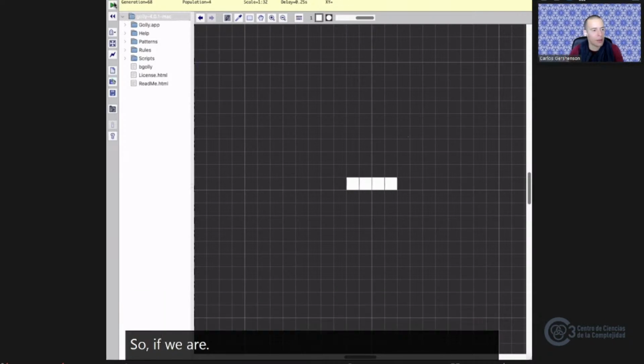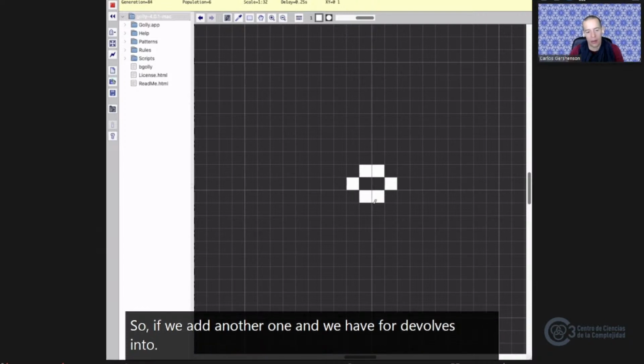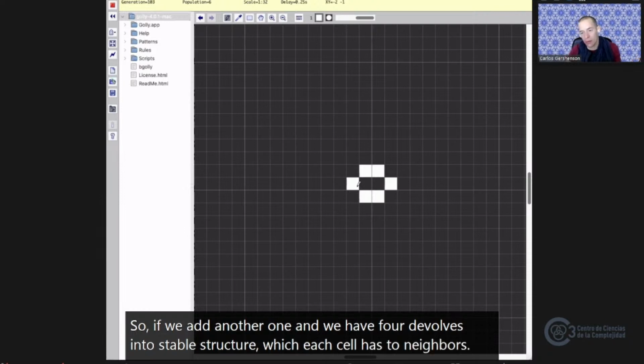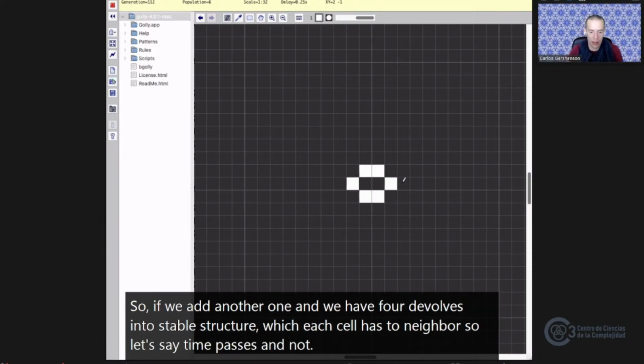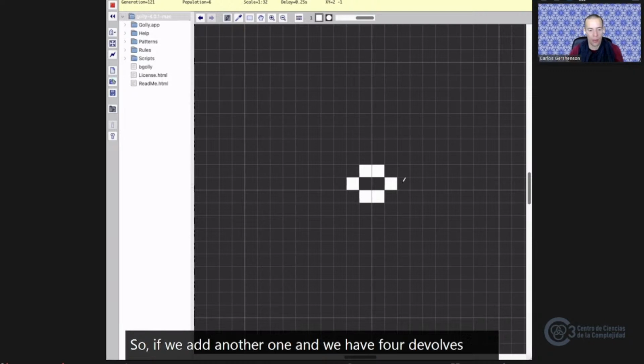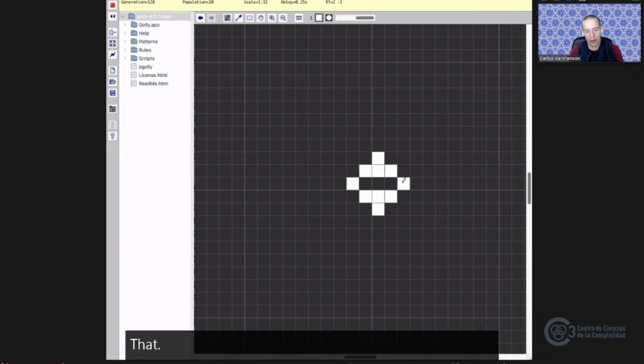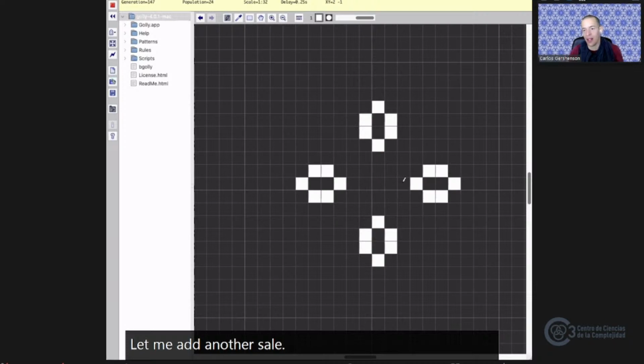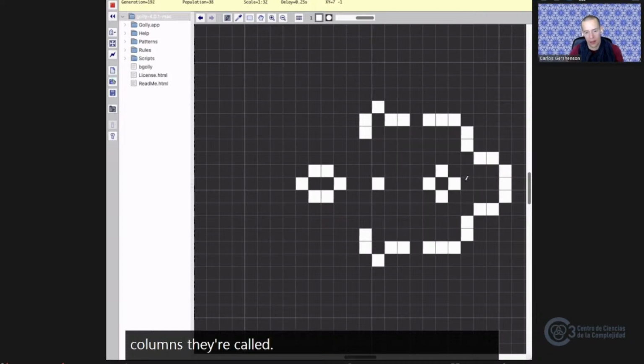So if we add another one and we have 4, it evolves into a stable structure, where each cell has 2 neighbors. So let's say time passes and nothing changes, no deaths or births. Let me add another cell, and we could say, aha, reproduction. So it multiplies, and now we have 4 honeycombs, they're called. We add another cell.